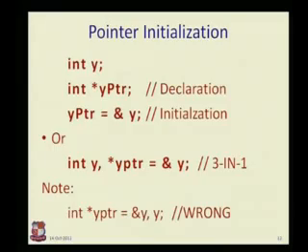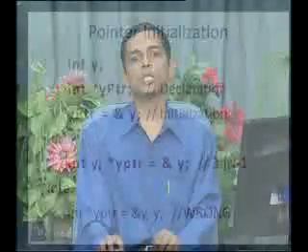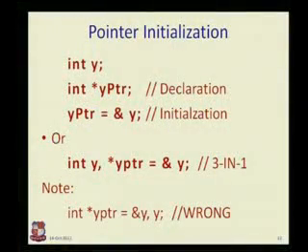But remember this, I cannot do as shown below. Integer star yptr is equal to ampersand y, then I declare y. This is wrong. Why is this wrong? Because I have not initialized the y. First I need to initialize the y, then I will be assigning its address to the y pointer. So I need to take care of this. First the variable must be declared, then it should be assigned. I cannot assign beforehand. So this last statement is wrong.